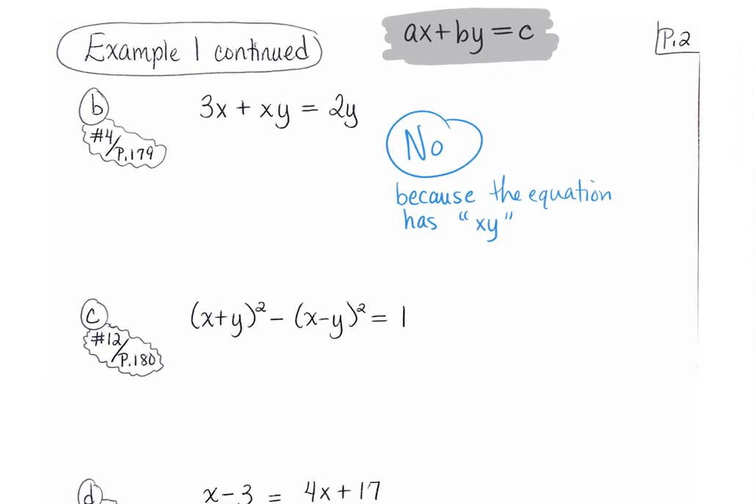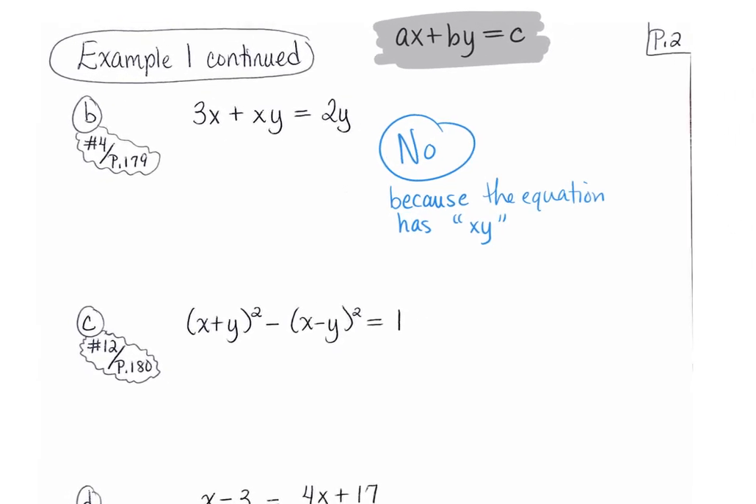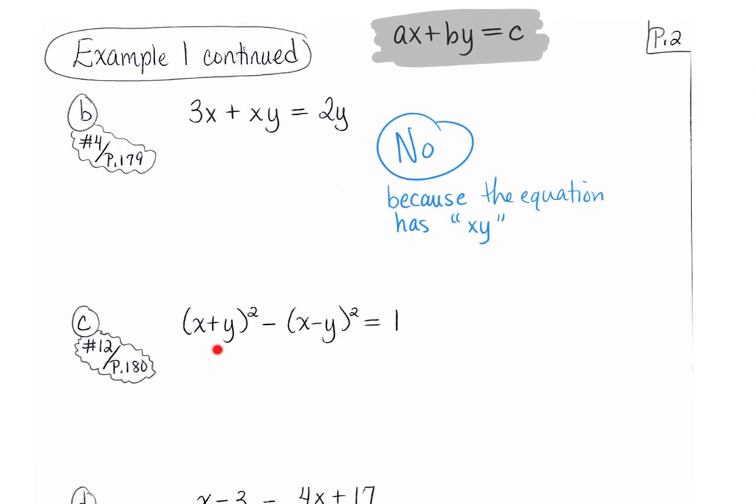And part C, is this a line? No, it's not. It is not. It's not a line. Now, you might have to do a little bit more work to see why it's not a line. But I agree with you. Overall, no, it is not. We have to figure out why though.